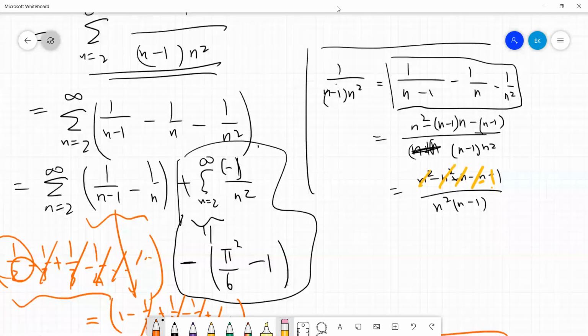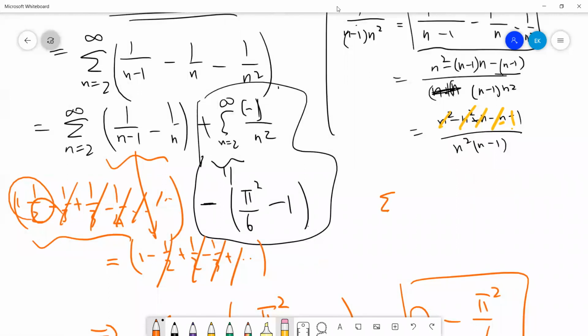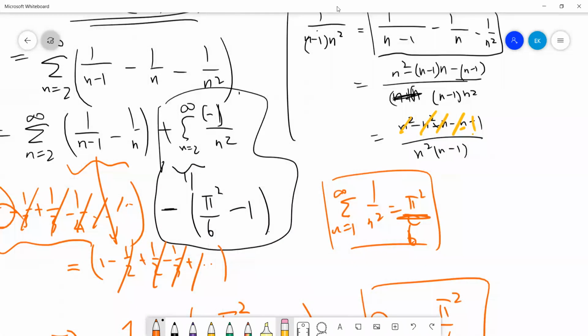By the way, if you want to know how to prove that the sum from 1 to infinity of 1 over n squared equals pi squared divided by 6, I have a long video that uses only calculus to solve it, without Fourier series.